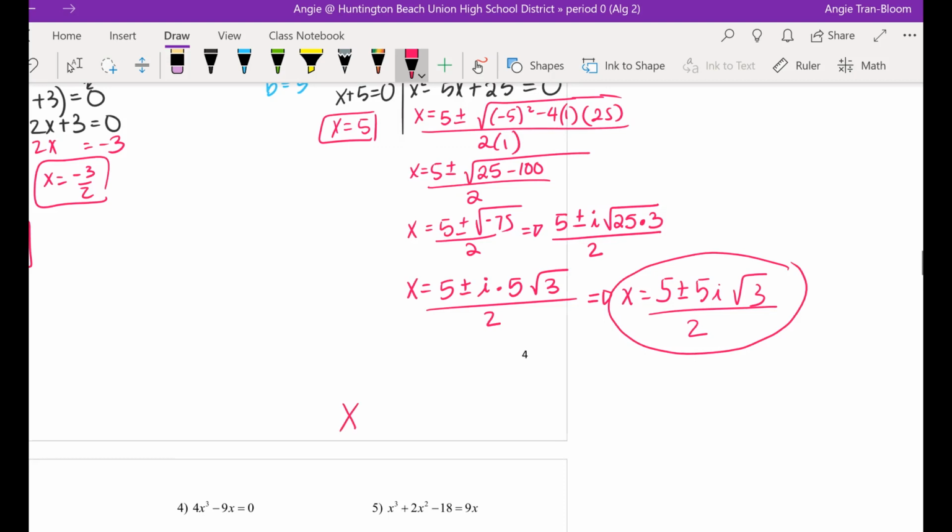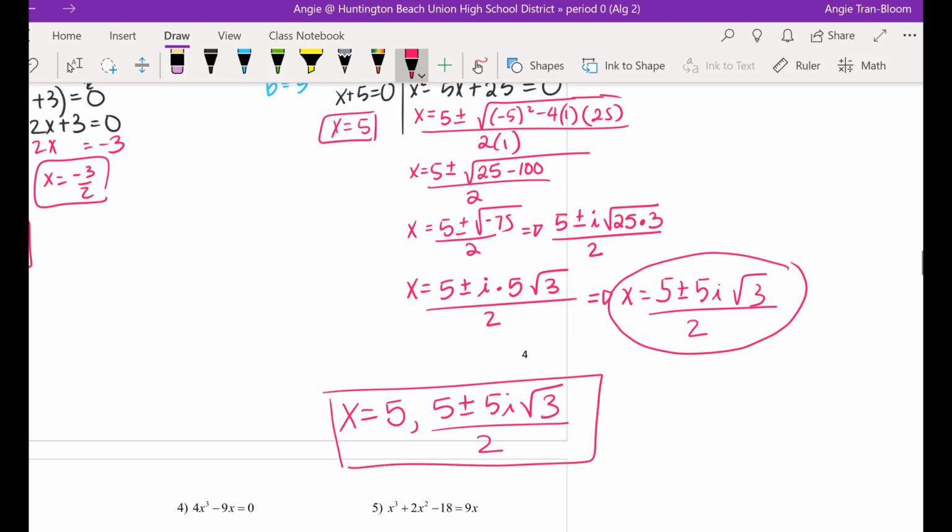So let's put them all together. In this case, I'm going to put negative 5 here first. Then x equals 5 plus or minus 5i radical 3 all over 2. And those are all 3 of my answers.